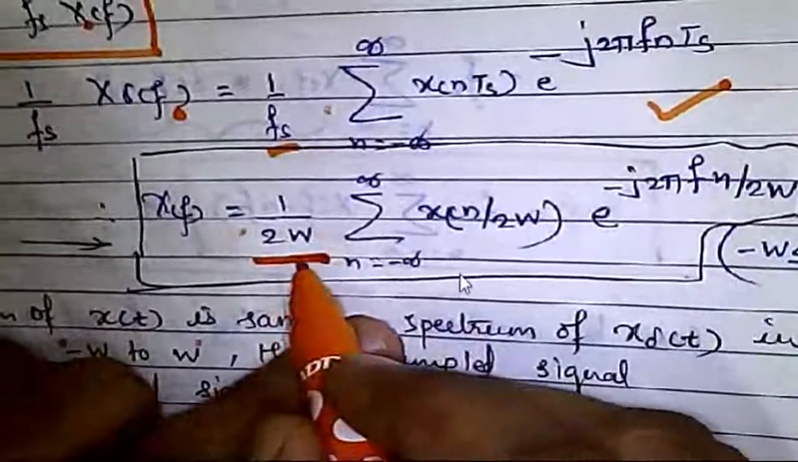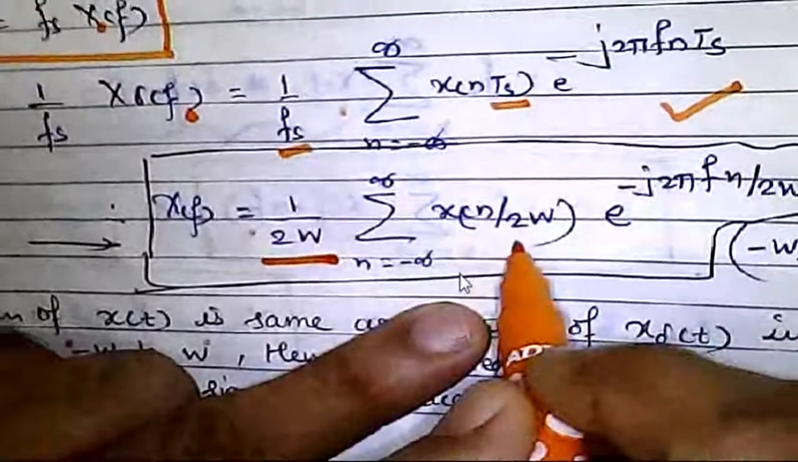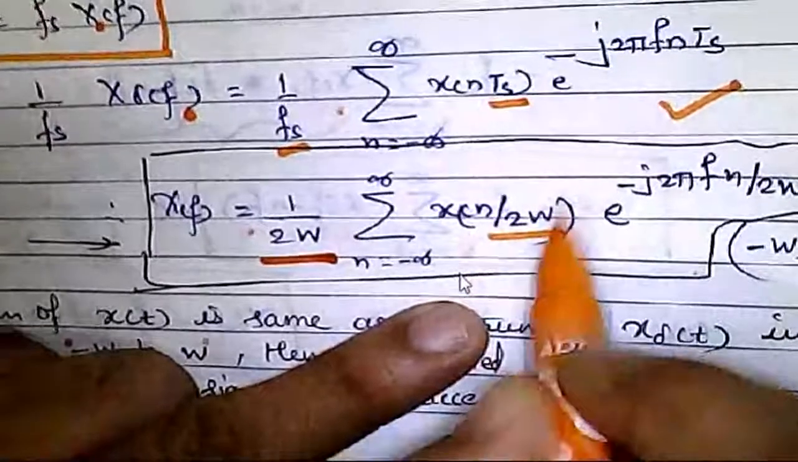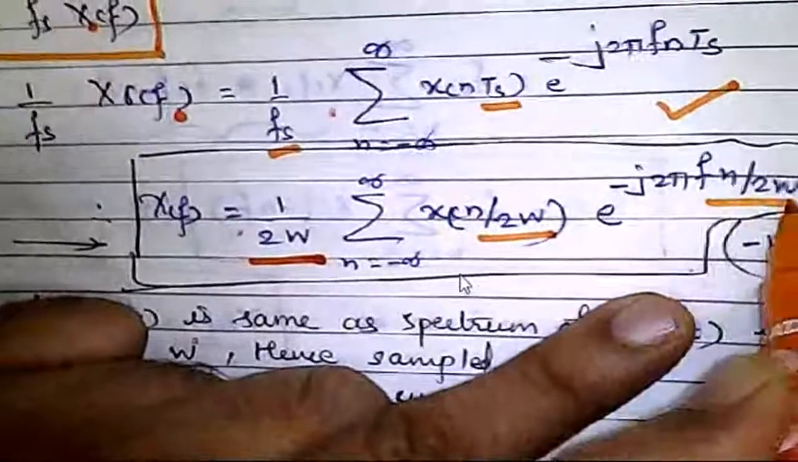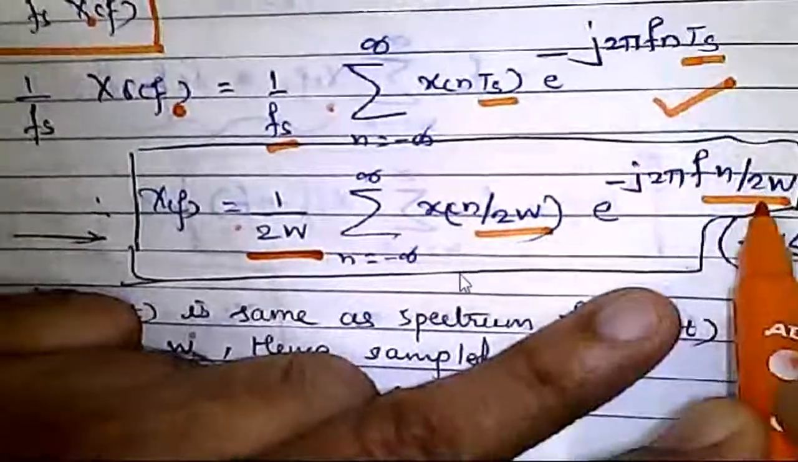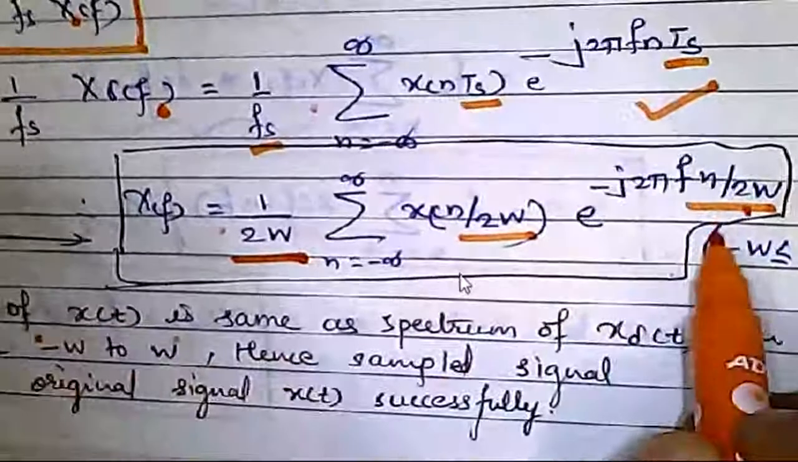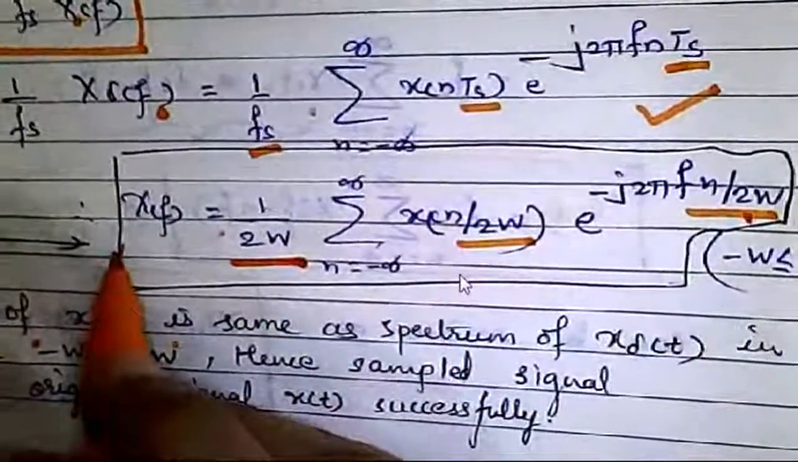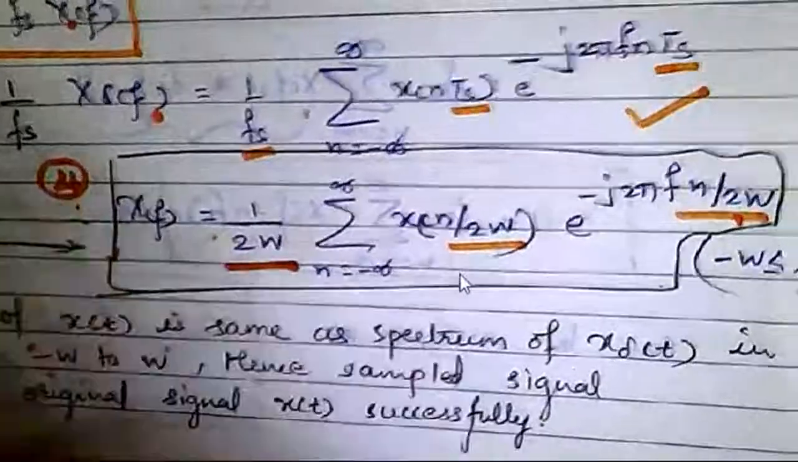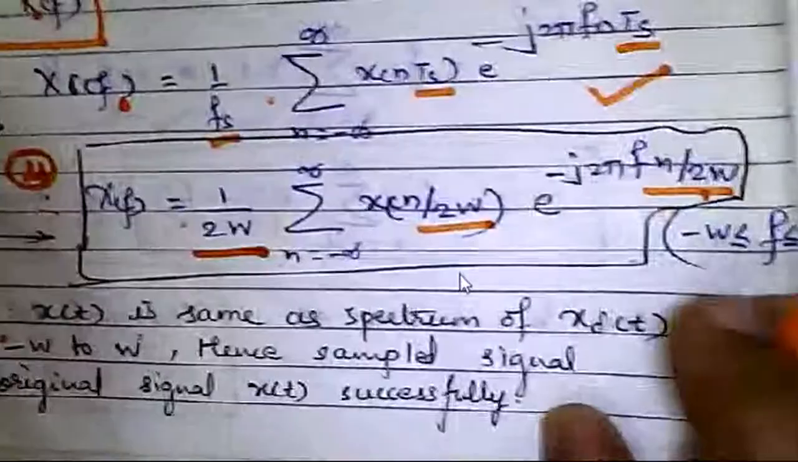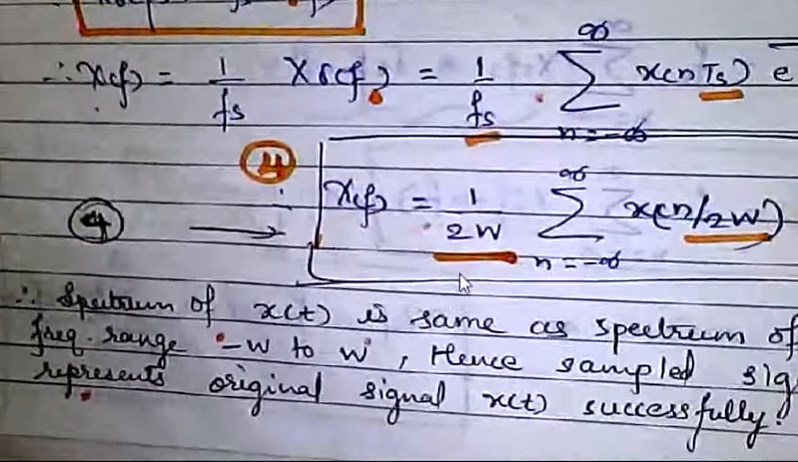If fs is twice W, obviously Ts will be 1 upon 2W. So that is what is written over here. Ts is replaced by 1 upon 2W. Same is the case here, Ts replaced by 1 upon 2W. This expression is nothing but equation number 4. Now this equation is obviously valid for frequency minus W to plus W.